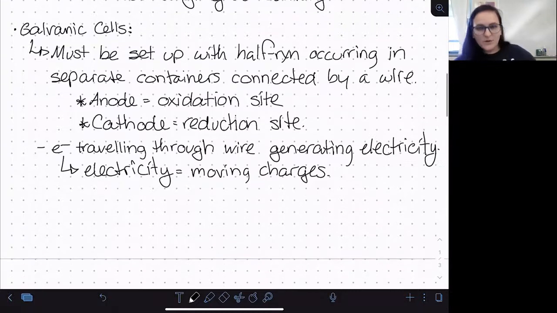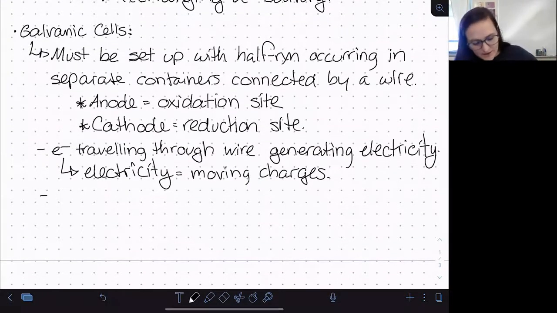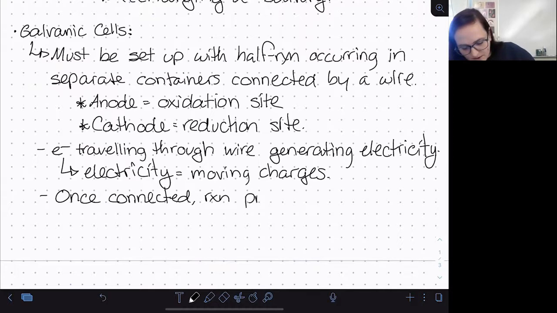So once we get everything set up and connected, your reaction is thermodynamically favored. It just goes, it just starts. So once everything is connected, your reaction is going to proceed in the spontaneous direction.